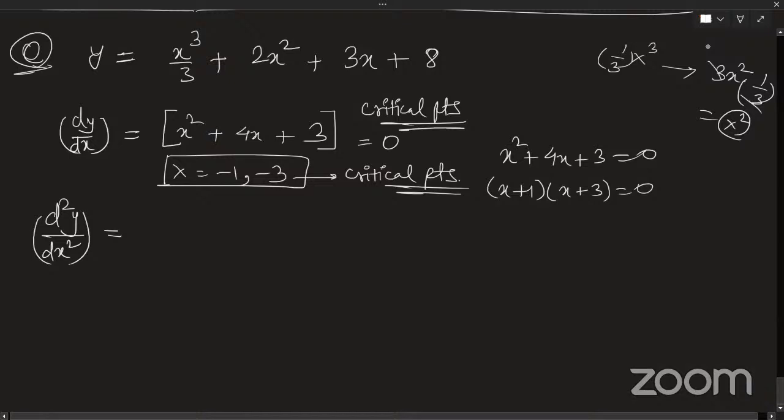Now tell me its second derivative. See, the first derivative is this thing, x square plus 4x plus 3. What will be its second derivative? Tell me, what will be its second derivative? Second derivative means you are differentiating this thing. At least you can do this. Manoj, tell me. You can do this differentiation, right?